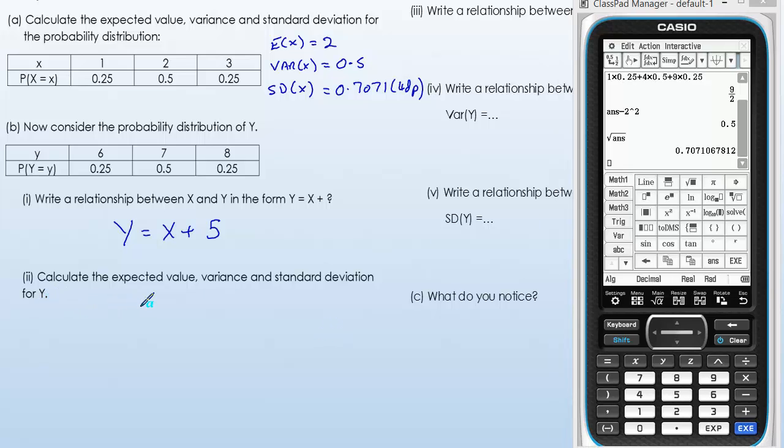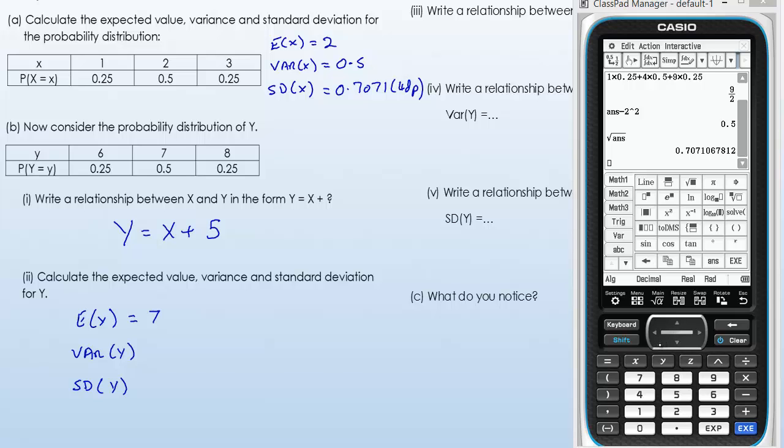We now want to calculate the expected value, variance and standard deviation for y. So expectation of y, variance of y, and the standard deviation of y. So it's a symmetrical distribution again, so straight away we can just go for 7 here. So let's do the variance.